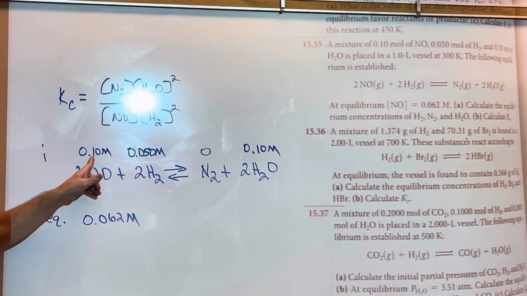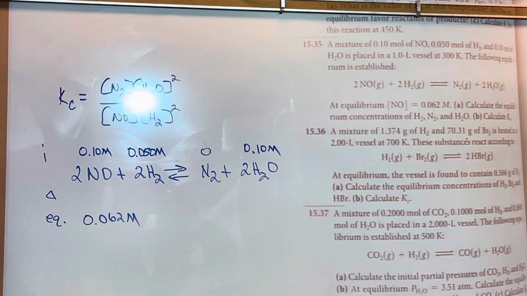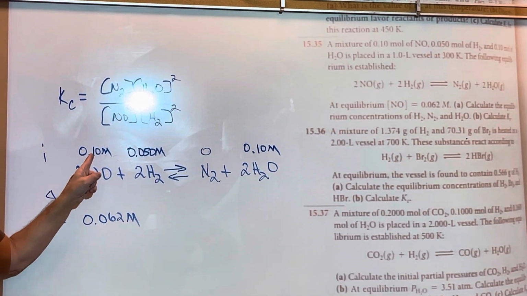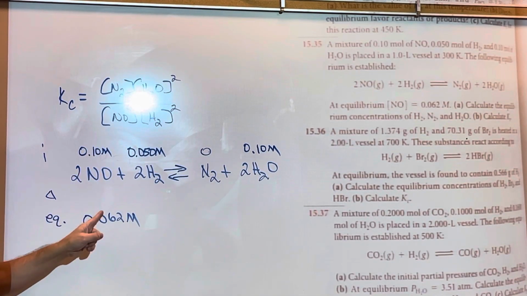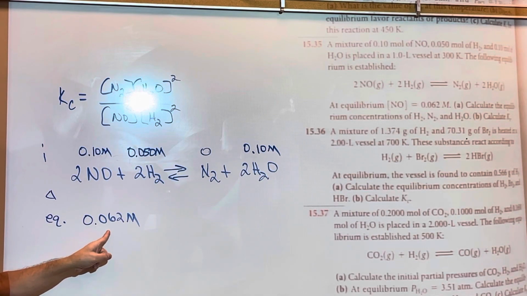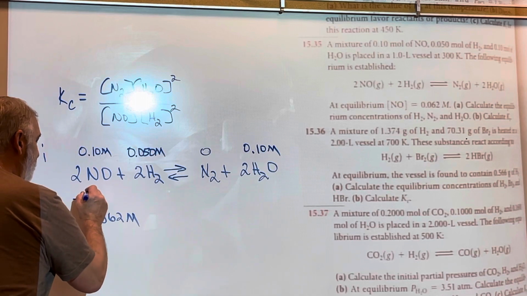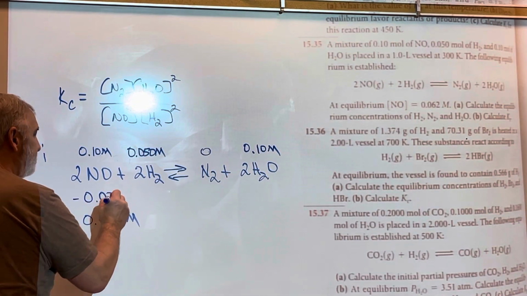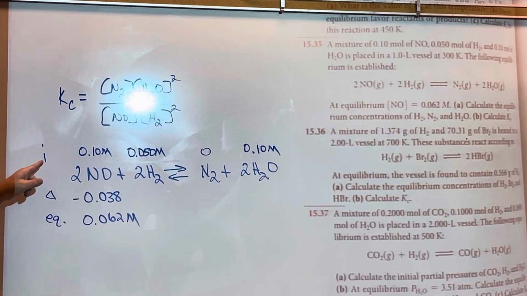So how much of this must have reacted to get to 0.062? How much of both of them? No. 0. If we start with 0.1 and we end with 0.062, how much must have reacted? 0.038. 0.038. So minus 0.038 is my change. So we have an ice, initial, change, equilibrium. Ice, ice, baby. Initial, change, equilibrium.